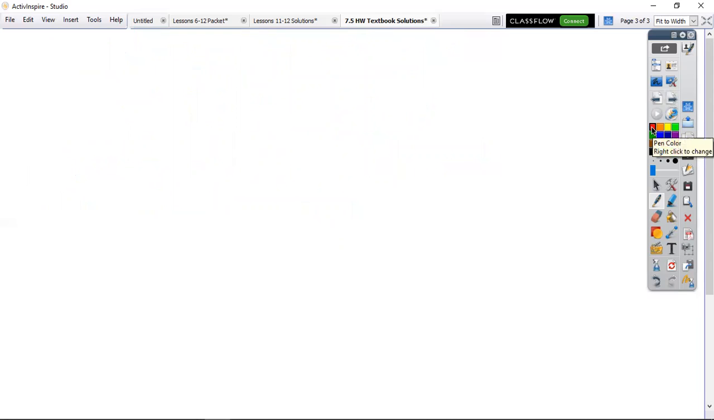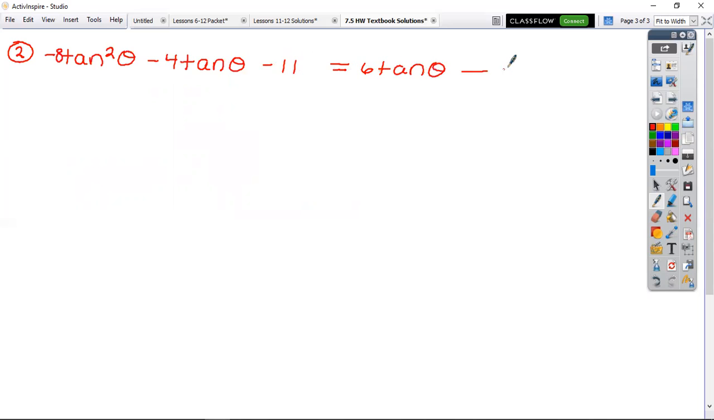All right, so number 2, I would like to go negative 8 tan squared θ, minus 4 tan θ, and let's go minus 11 equal to 6 tan θ minus 8. Okay, so again, I'm going to ask you, are we all in terms of tangent here? Yes, so that is good.